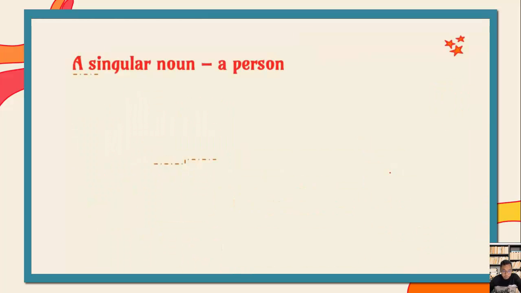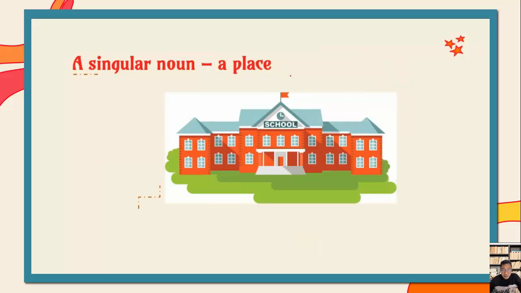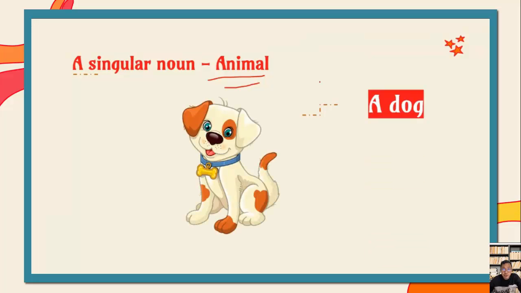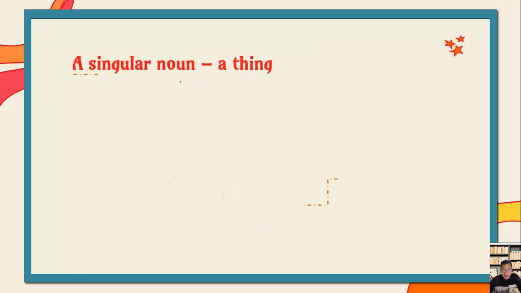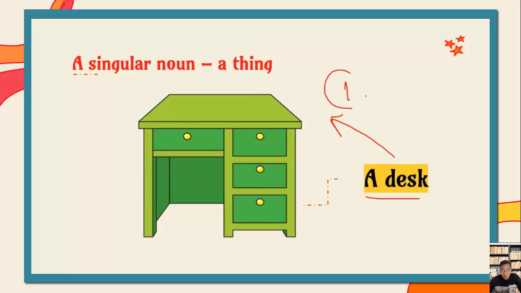For example, this is a boy. So this is a singular noun, right? One boy. This is a place, all right? A school. It refers to one school, right? An animal, it refers to a dog, one dog. So this one we call singular. A thing, what is this? It is a desk. So it refers to one desk, only one.